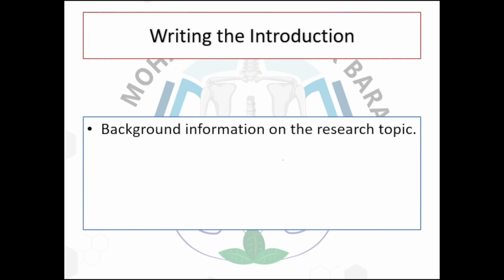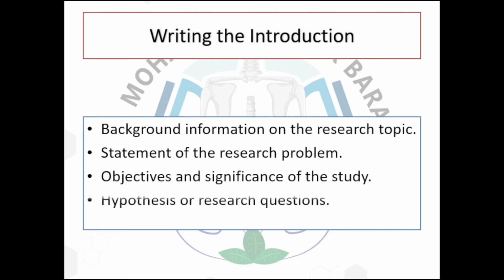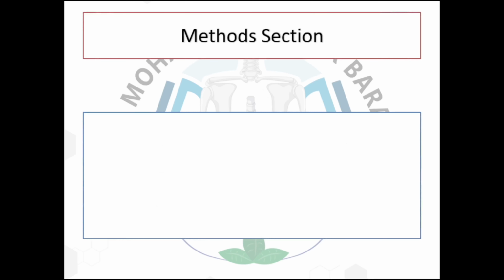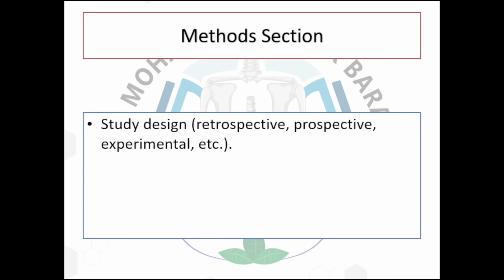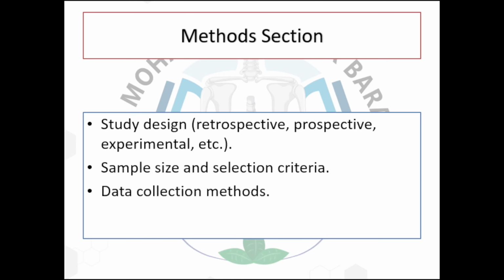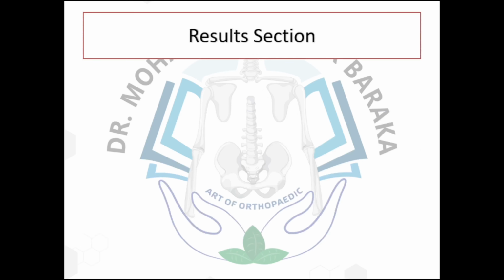After that, the introduction: background information about the research topic, problem statement, and objectives. We said that we have a general objective and specific objectives. Also, you have to write the hypothesis and research questions. Methods: the study design is retrospective, prospective, or experimental. Whatever the study design, describe the sample size, selection, and the criteria for your sample, data collection methods, and statistical analysis used for this research.